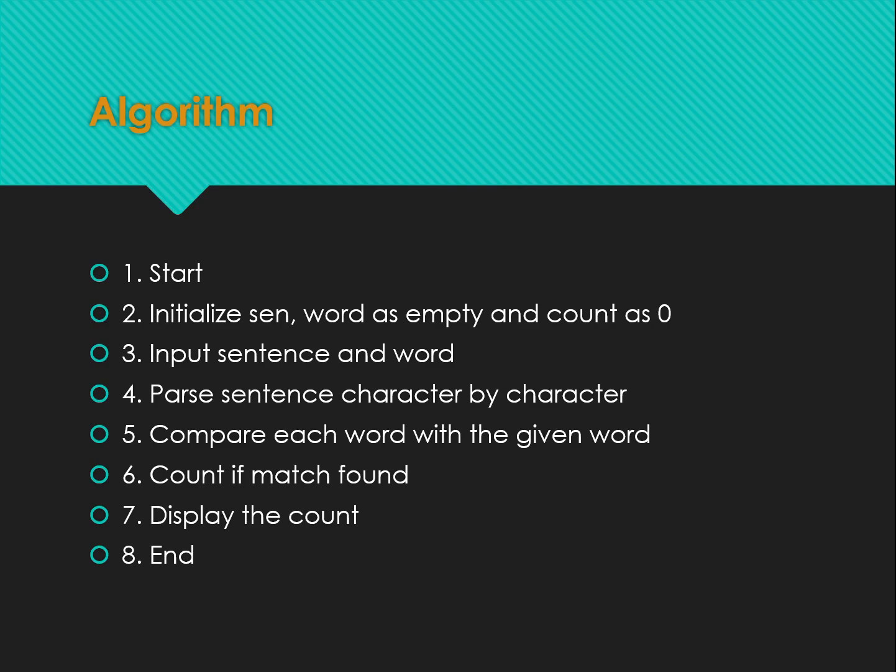Let's now look at the algorithm. First, we start the program and initialize the variables. Then we input the sentence and the word. We parse the sentence manually and compare each word with the given word. If a match is found, we increase the count and finally display the result.